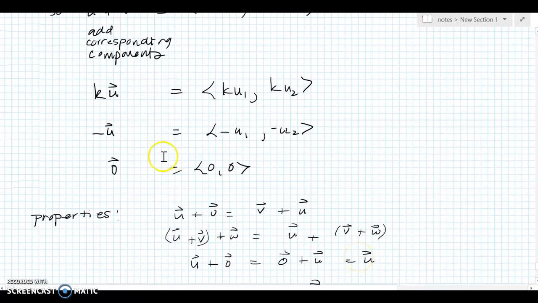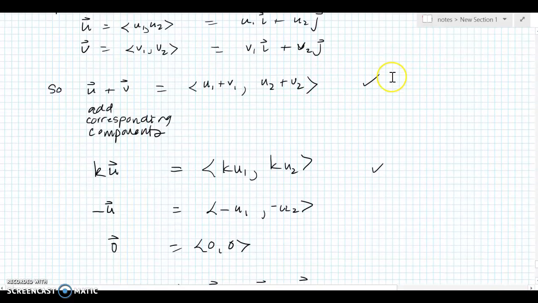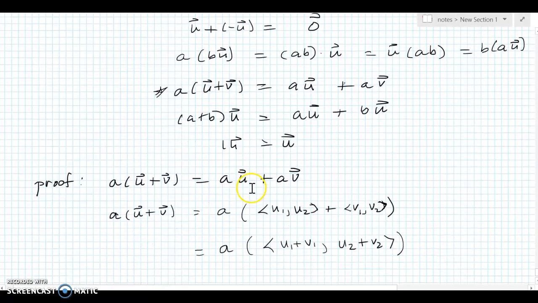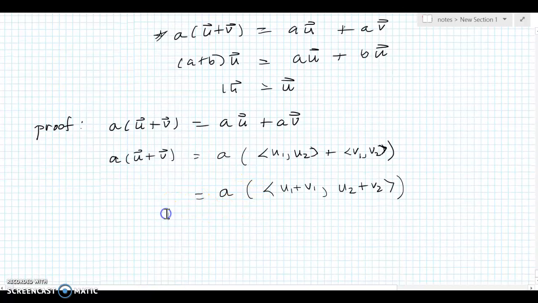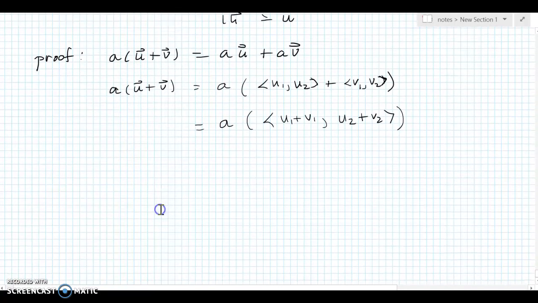So this is what we can use. We're using this fact because we've got this already. And that you can write your vectors in component form. Those are the only things I've been using. I can't use any of my properties when I'm proving things.